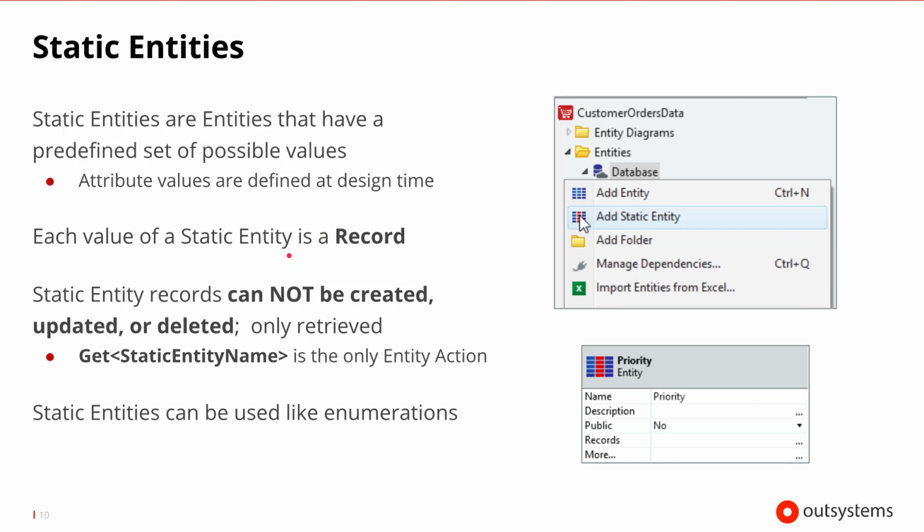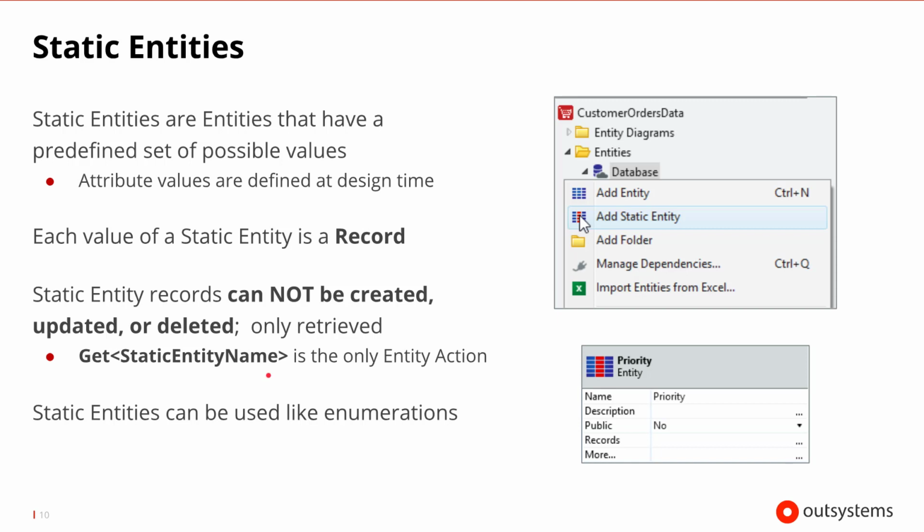The value of a static entity is called a record, and they're called static because the records can't be created, updated, or deleted. They can only be retrieved. So we define them when we first create them, and then every time after that we're just going to have a get to be able to get the static entity.